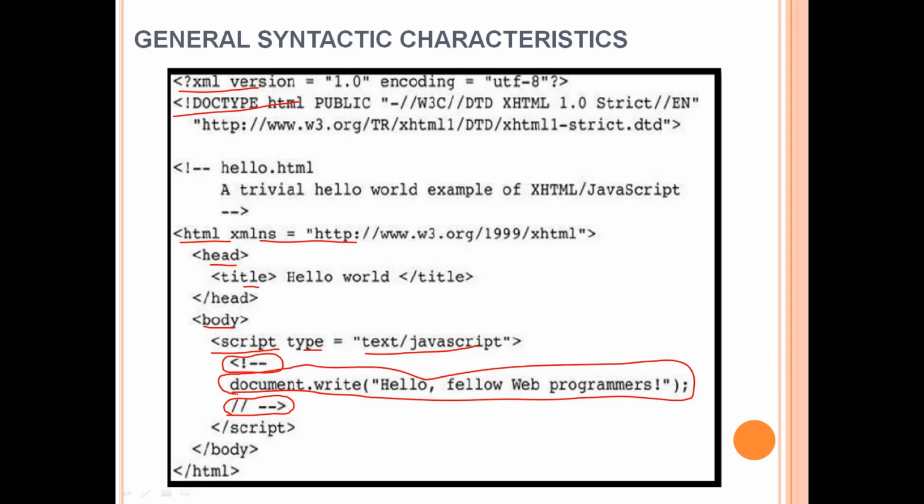Now what this code does: document.write, hello fellow web programmers. We are simply printing a message on the web page from JavaScript. If you look at this line, we are not printing any message directly from the body. We have printed a message from the JavaScript by using the write method of the document object. So when I say document.write, a message can be displayed on the document.